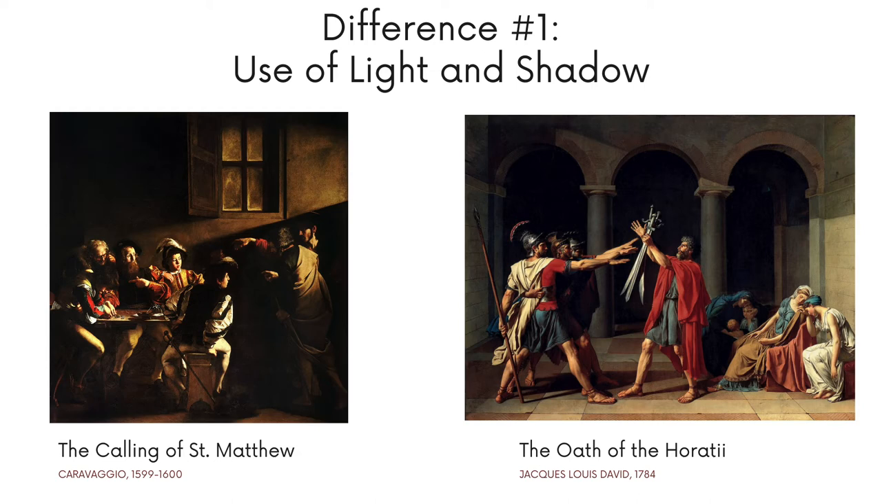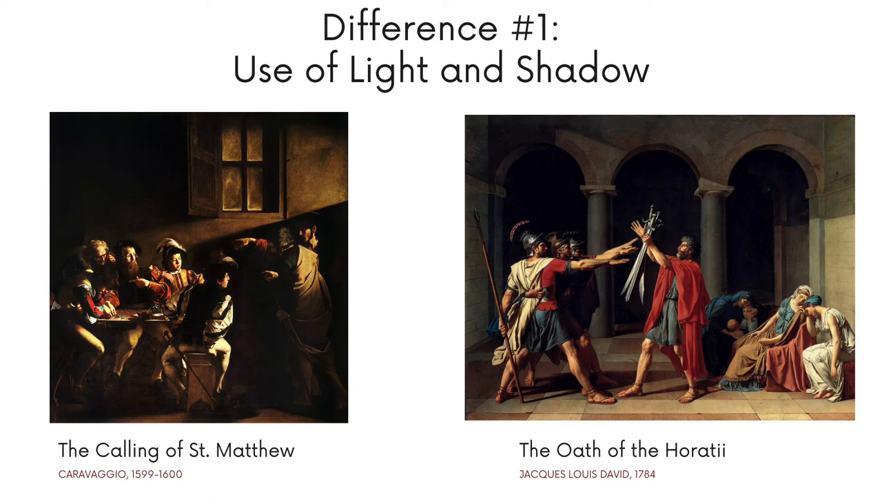In contrast, we have The Oath of the Horatii by Jacques-Louis David. This work dates from 1784, the height of the Neoclassical period. The lighting in this work is far more balanced. There's some contrast employed by the artist for dramatic effect, but it isn't as marked. For example, the light is focused on the men making the solemn oath, while the crying women are placed in the shadows. But the use of light is far more realistic and something that we would expect to see.